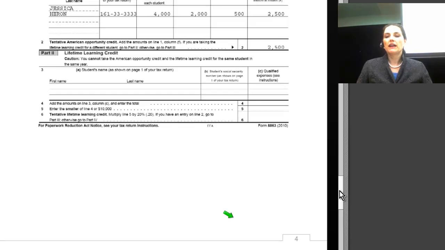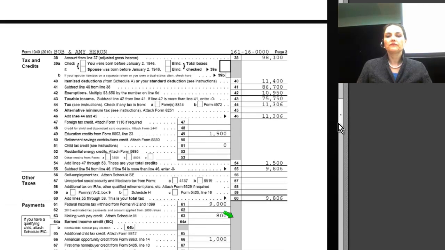So let's go back up to the Herons' Form 1040. Here we are, line 49. We can see we have $1,500 entered. The $1,500 is the total credit they're allowed to claim. We subtract that from their tax of $11,306. The total is $9,806 of net tax.